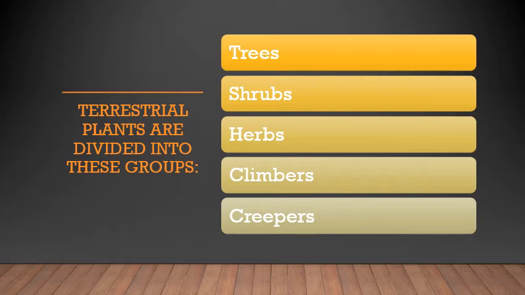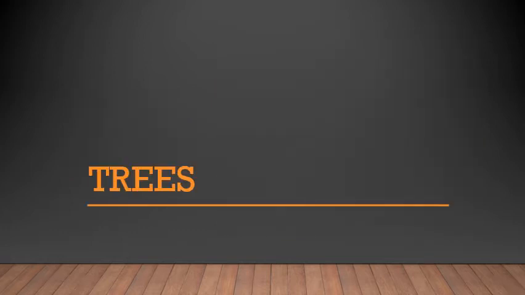Plants that grow on land. Can you repeat once again with me? Trees, shrubs, herbs, climbers, creepers. These are the 5 different types of plants that we are going to learn in today's video. By the end of this video, you will understand what these different types of plants are, right? So let's begin with trees.